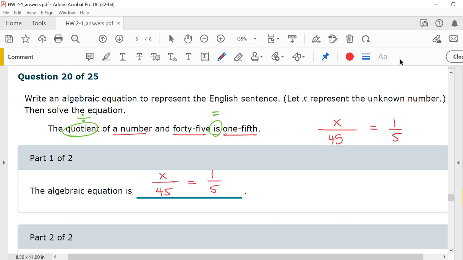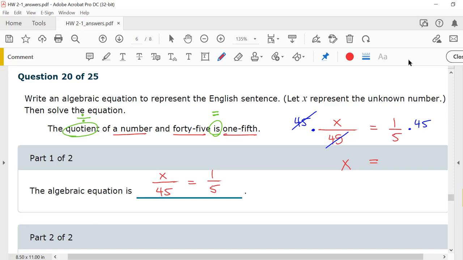Now to solve that equation, solving means we want to get x by itself. Right now we have x divided by 45. To move the 45 to the other side, I want to multiply both sides by 45. On the left-hand side, 45 divided by 45 is 1. So all that's on the left-hand side of the equal sign is 1x.